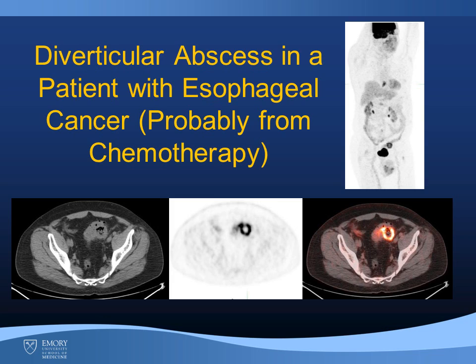This patient had a diverticular abscess, also had esophageal cancer, which we could see on that image. But there was also uptake in the large bowel corresponding to a classic diverticular abscess. There was nothing to drain. This is probably from the chemotherapy.